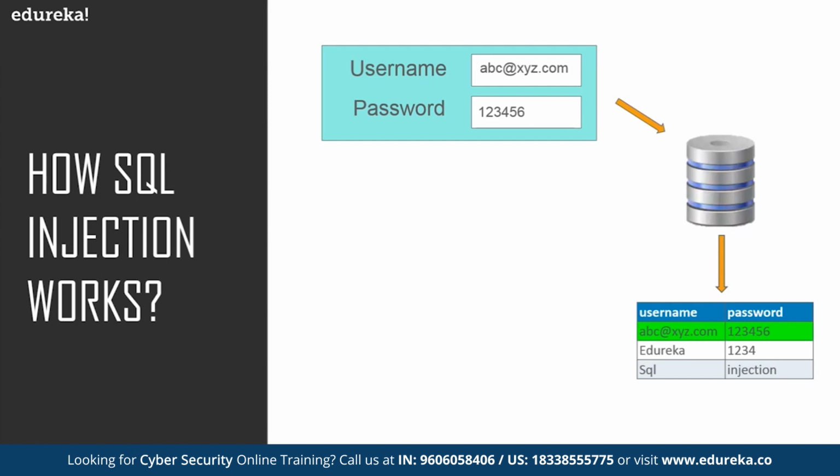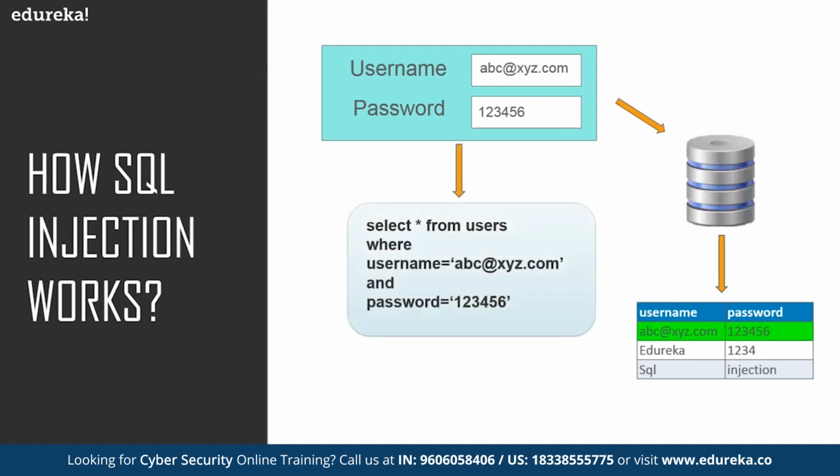generated in order to do this job. So for this example, the simple query that would be generated would look something like this. So there is select star, where star means fetch any number of rows that matches some condition from users, where users is the name of the database table. Then there's a condition to check the username equal to abc@xyz.com and the password should be 123456.